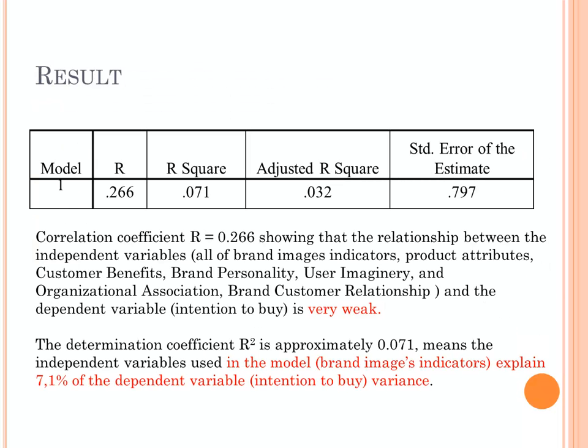And this is the result. R is the correlation coefficient. In this research, the result is 0.266. It means that the relationship between the independent variables and the dependent variable, the intention to buy, is very weak. And this is the determination coefficient. R squared is approximately 7.1%. It means brand image indicators explain 7.1% of the variance of the dependent variable, intention to buy.